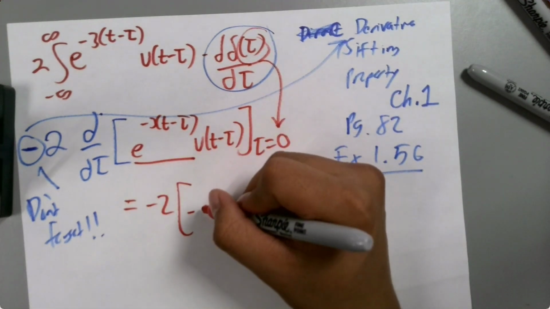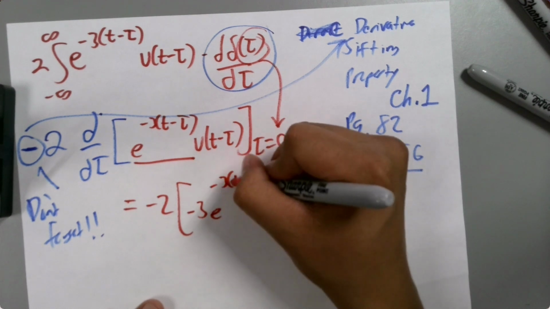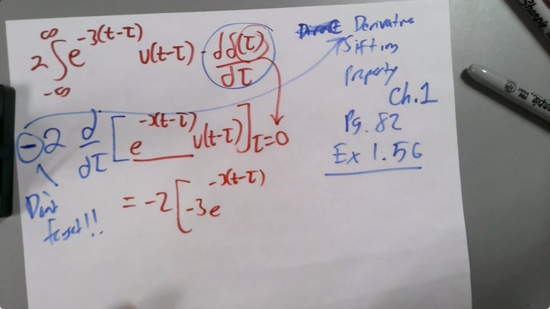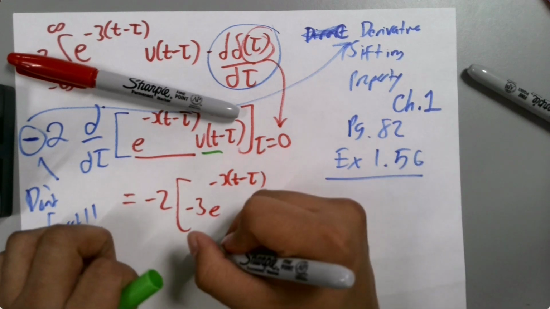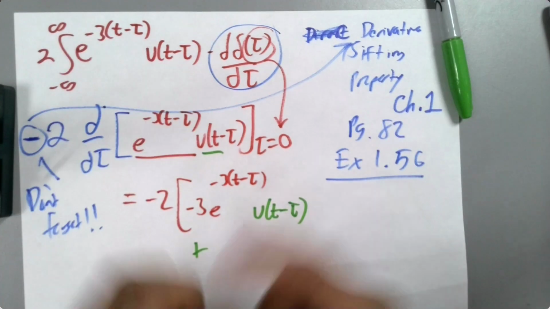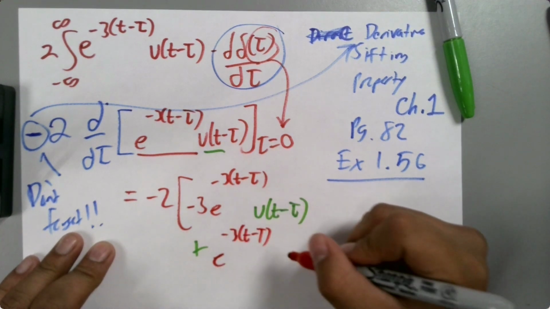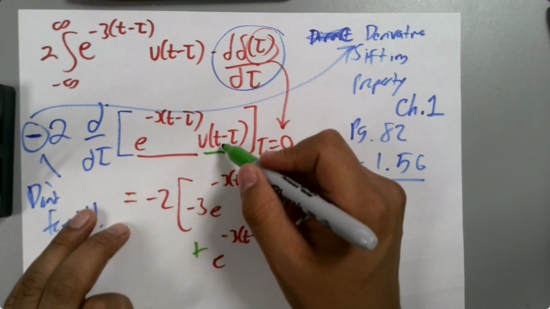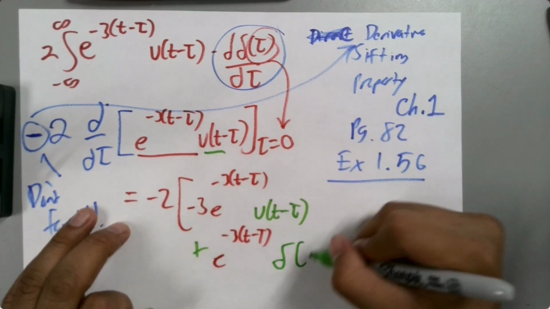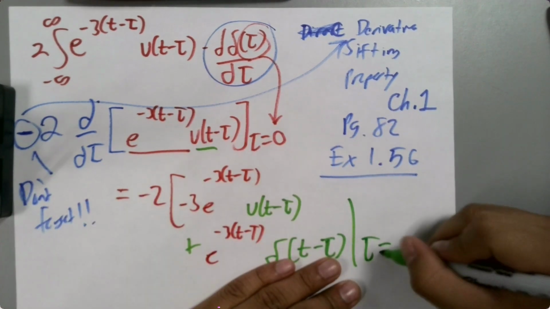Minus 3 e to the minus 3 (t minus tau). Okay? And then I'm going to keep this guy safe, u of (t minus tau), right? Plus, and then I'm going to keep this constant, e to the minus 3 (t minus tau). Okay? Then I'm going to take a derivative of this. But what's the derivative of a unit step? There you go. However, we've got to evaluate this at t equal to 0.